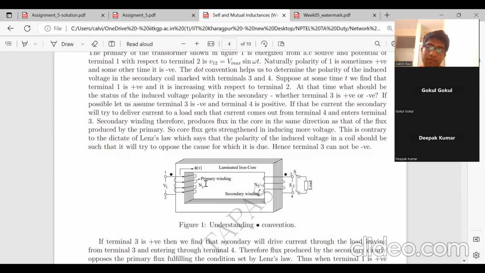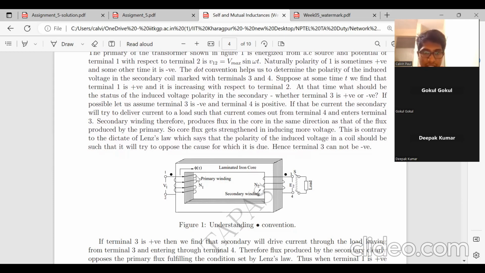So we'll consider that there are n1 turns in the primary and n2 turns in the secondary. Okay, so if the number of turns in the secondary is more than the number of turns in the primary, then it's a step-up transformer. If the number of turns in the secondary is less than the number of turns in the primary, then it is a step-down transformer.